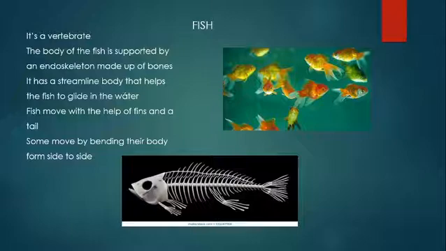It has that very oval shaped form, and that helps the fish to glide in water. And fish move with the help of fins and a tail. That's what moves it around in the water. Now, some fish also move by bending their body from side to side.